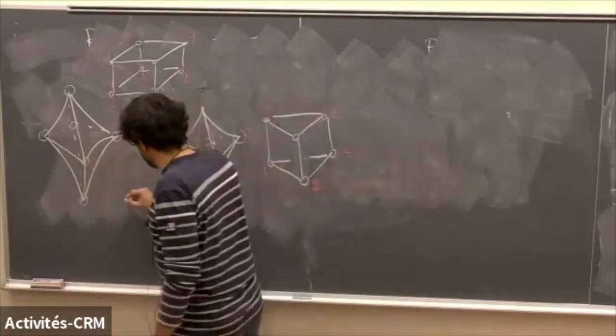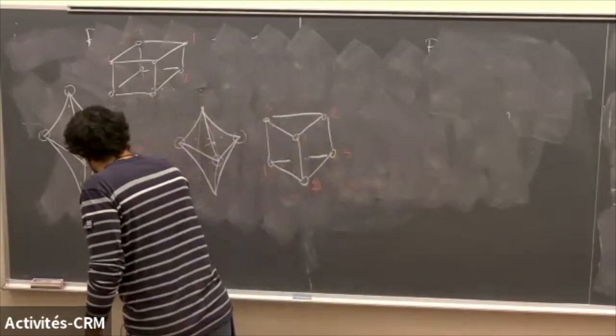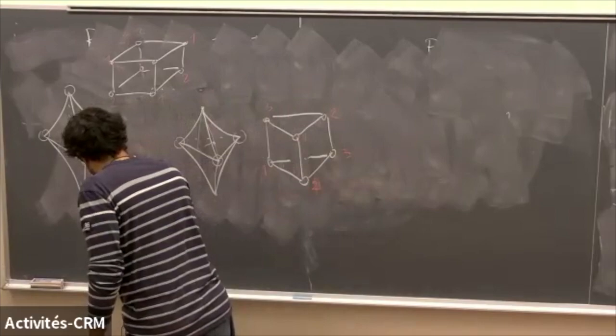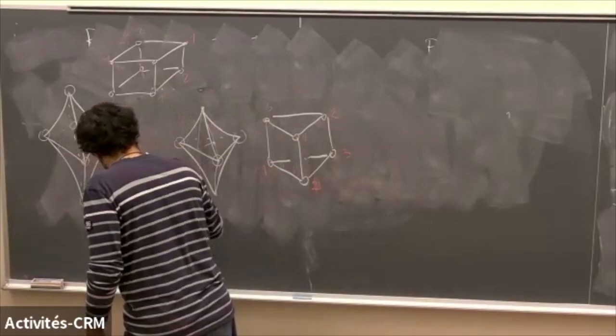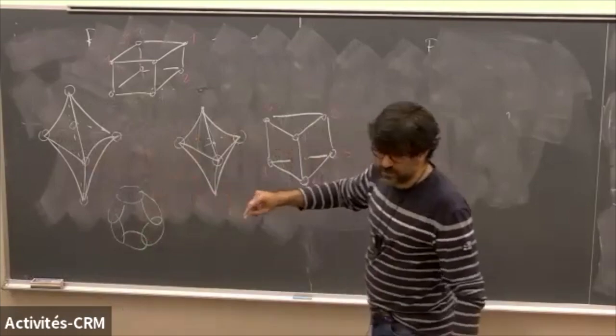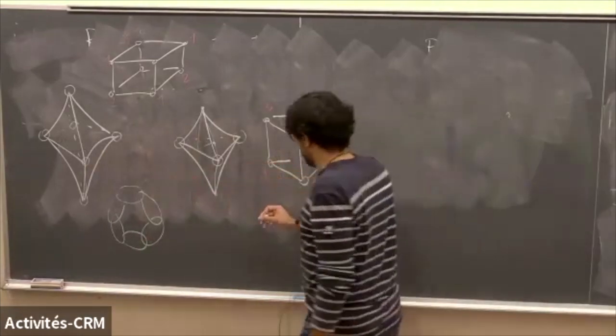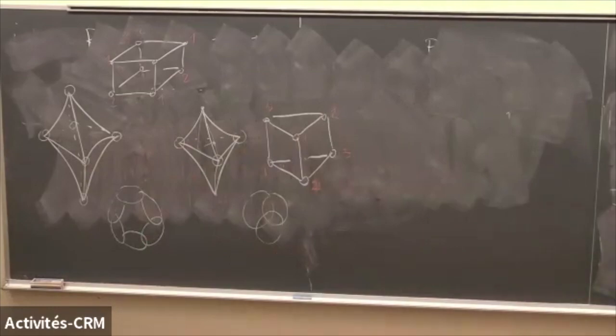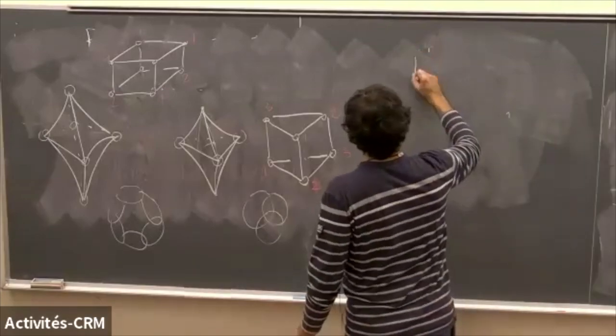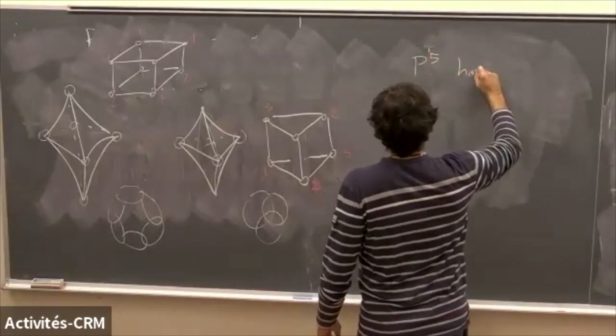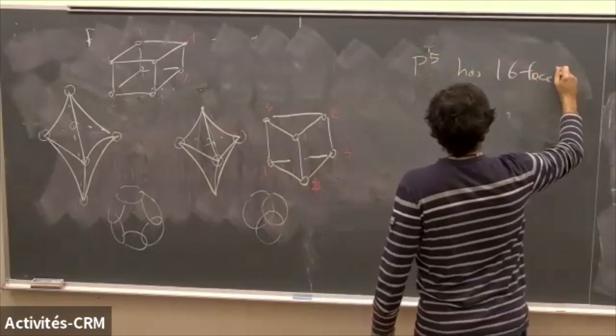And here the manifold you get is the complement of the minimally twisted chain link with 6 components. I don't draw the crossing, it's the minimally twisted chain link. And here you get the Borromean rings. So you get reasonable manifolds. In particular, P5 has 16 facets.